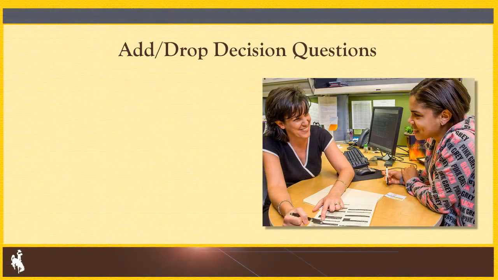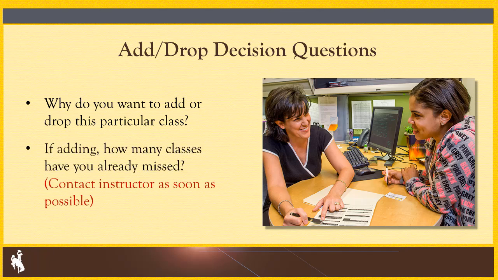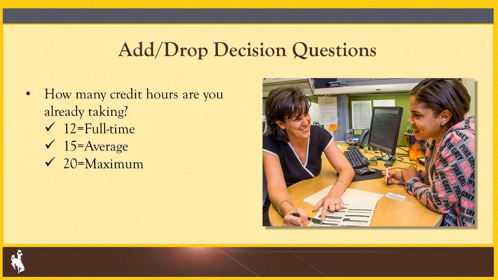If a student comes to you for advice about whether or not to add or drop a class, here are some good questions to ask. Why do you want to add or drop this particular class? If you are adding a class, how many classes will you have missed by the time you add this class? Recommend the student contact the instructor as soon as possible to make up any missed work. How many hours are you currently registered for? 12 is full-time, 15 is average, 20 is the maximum allowed.